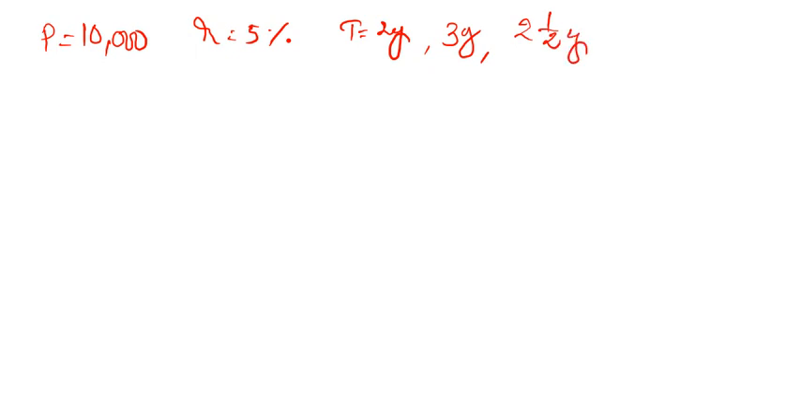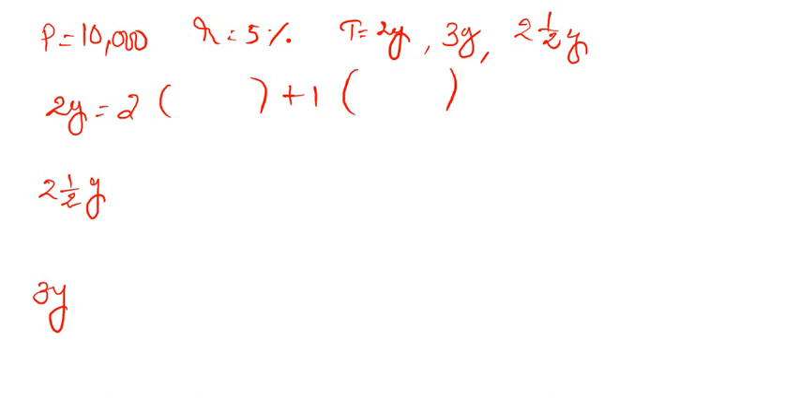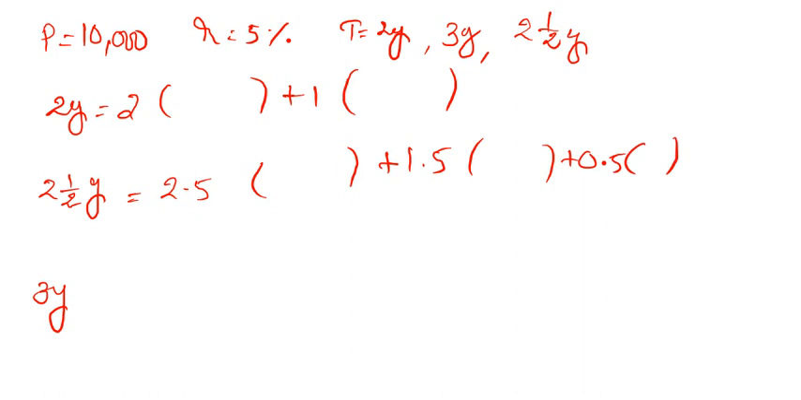Let's first take 2 years, 2.5 years, and 3 years. Very simple here. 2 into box. When there are constant years, that is 2.5 into box, 1.5 into box, plus 0.5 into box. Then 3 years, 3 into box, plus 2 into box, plus 1 into box. Now how are the boxes going to be filled?